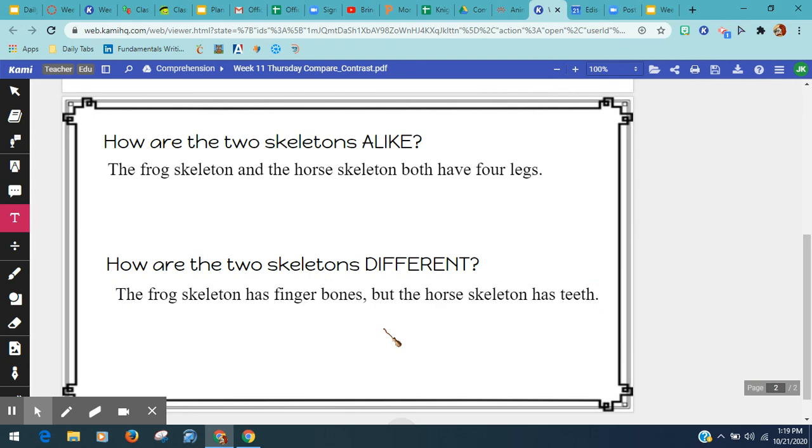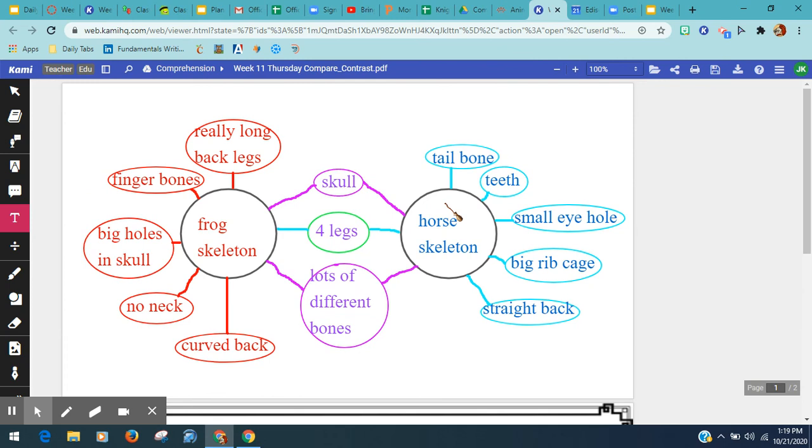Okay, now you guys are going to have an assignment that looks just like this, but it's going to be empty. It's not going to have any of this information on it. You're going to have to put this information on it. So you're going to have to type the information about the frog. Everything that we wrote down just now, guys, all you're going to do is copy it. You're just going to copy the information about the frog, the information about the horse, and the information about what they have in common.